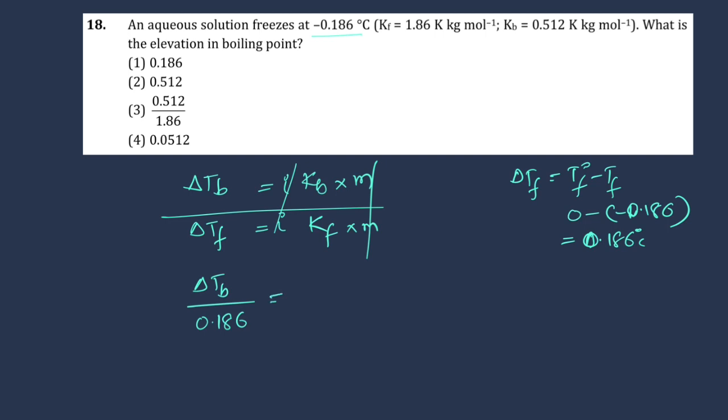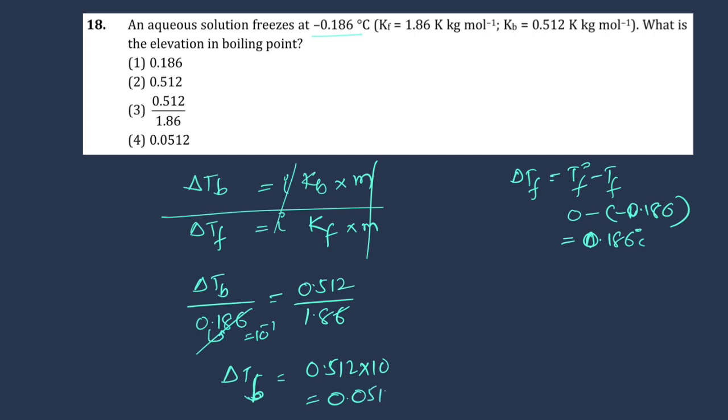That is equal to the given Kb value, 0.512, divided by 1.86. Now keep in mind one point is shifted here, so 1.86 and 1.86 cancel. Then here it is 10 power minus 1, cross multiplied for delta Tf or Tb. So delta Tb is equal to 0.512 into 10 to the power minus 1, that is 0.0512. Which answer is this? That is the fourth option.